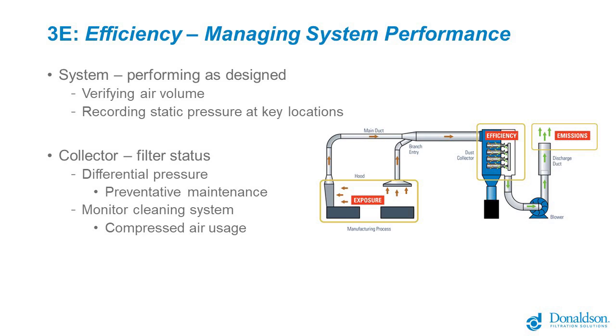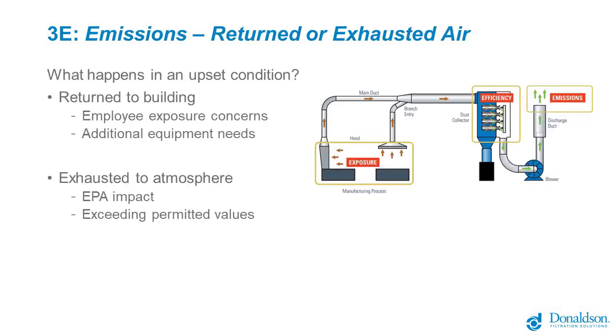Monitoring cleaning systems will ensure that you are only using compressed air when you need to. For emission, the big question is what about if you're returning the air into the building and have an upset condition such as a filter break? Are you concerned that you could be exceeding employees' exposure limits? Do you need additional equipment such as a secondary or HEPA filter? If you're exhausting near to the atmosphere, you'll also have the environmental impact, and you'll want to make sure that you're not exceeding any of your permitted values.